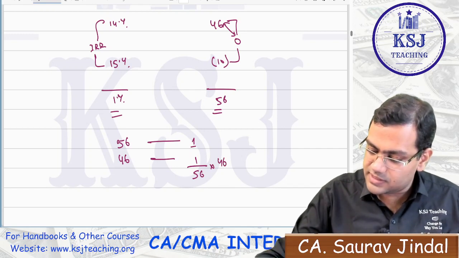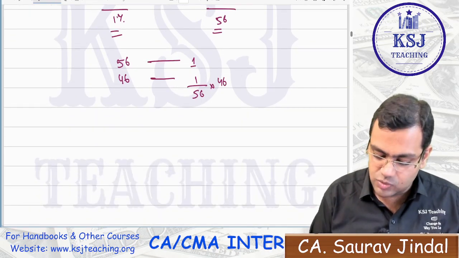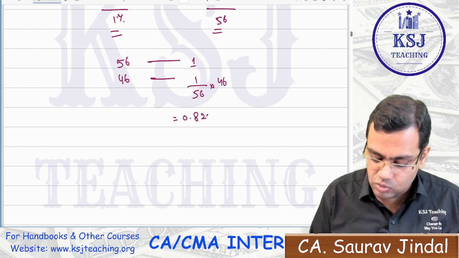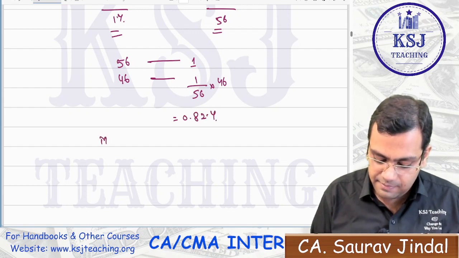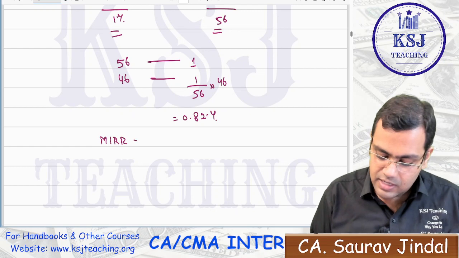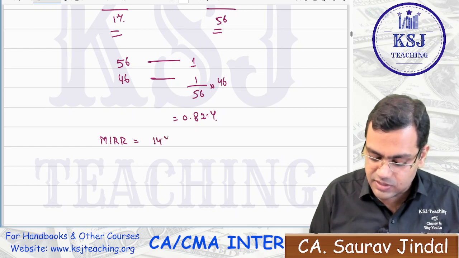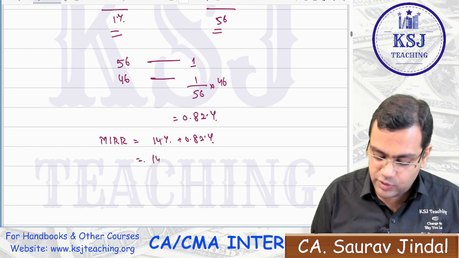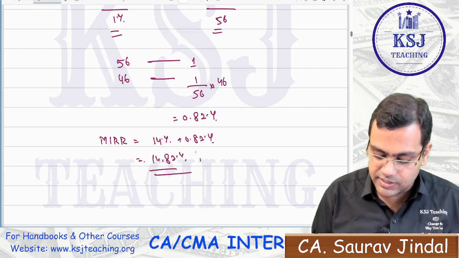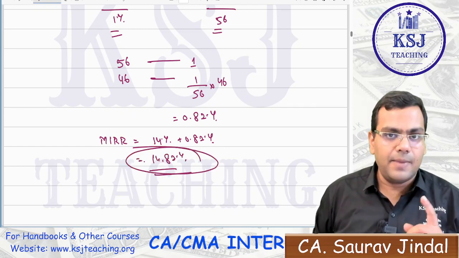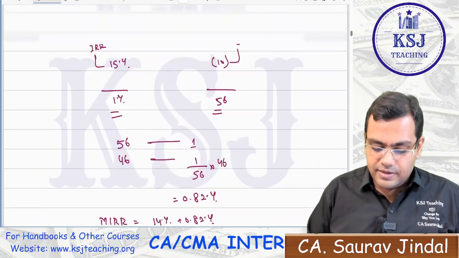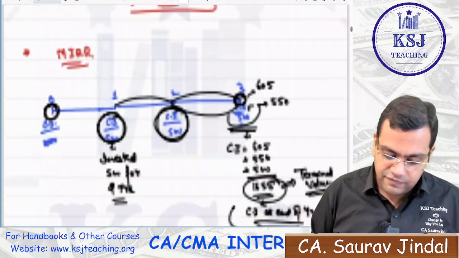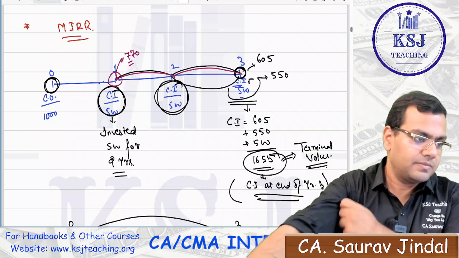That is 46 divided by 56, that comes to 0.82%. So MIRR will be how much, sir? 14% plus 0.82%, that is 14.82%. So this will be your MIRR, right? So this is how the modified internal rate of return will be calculated.